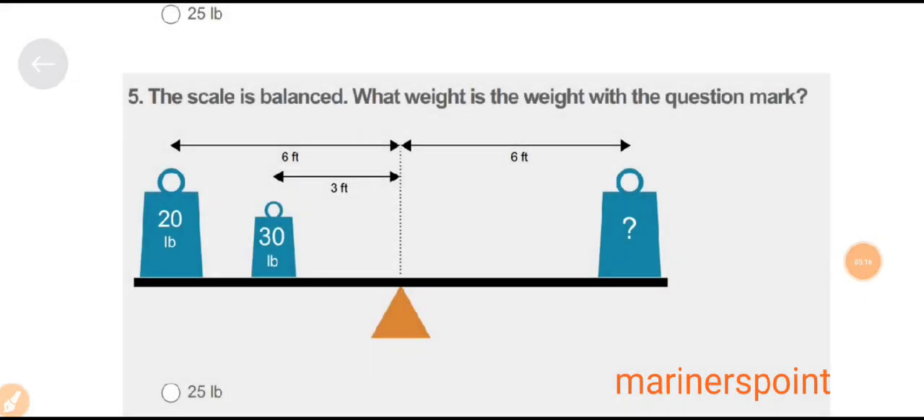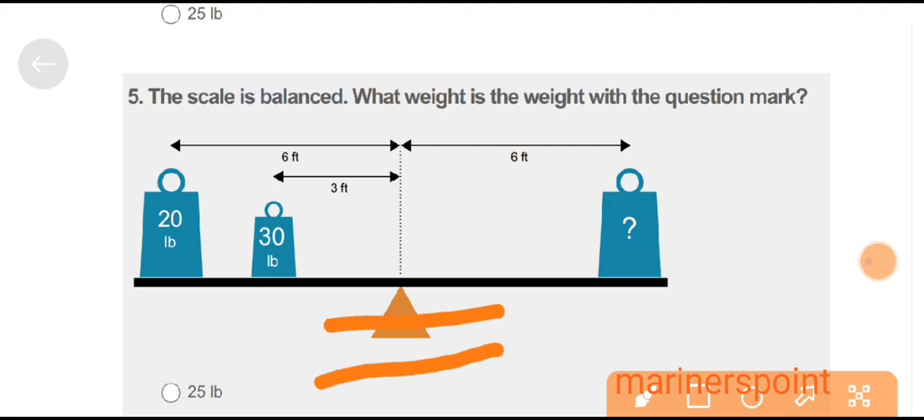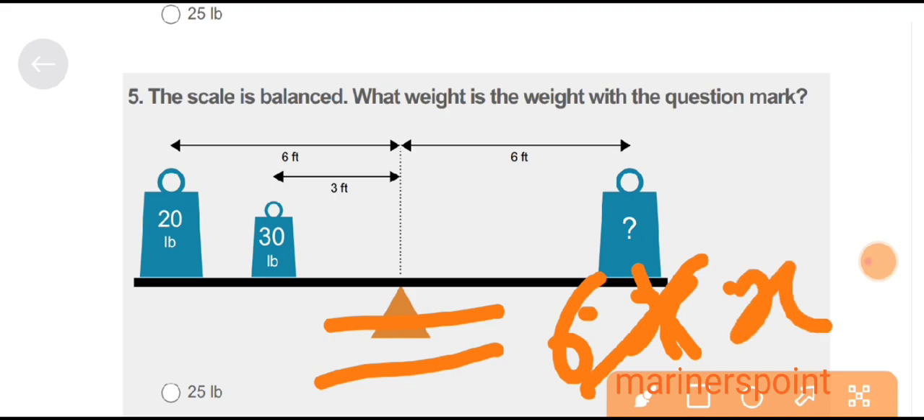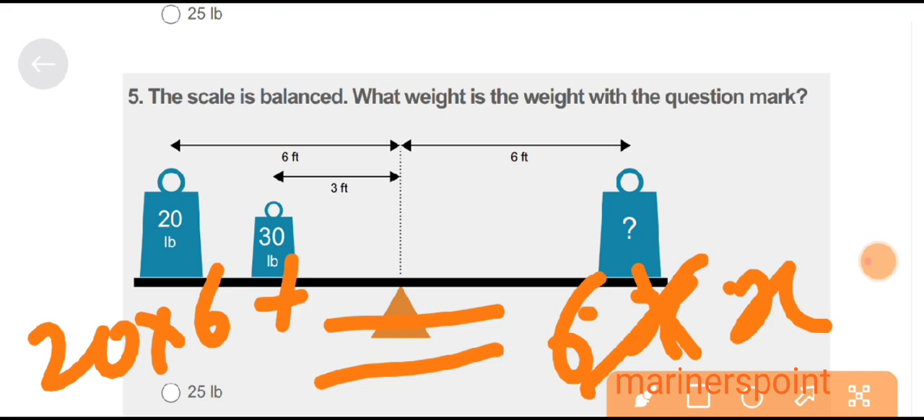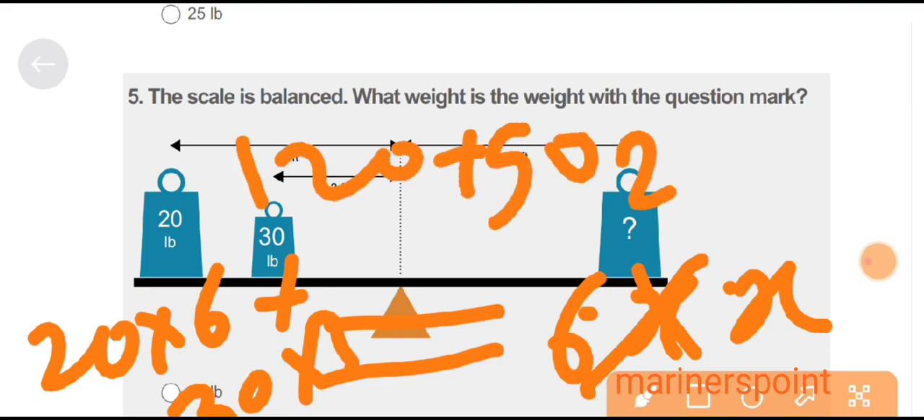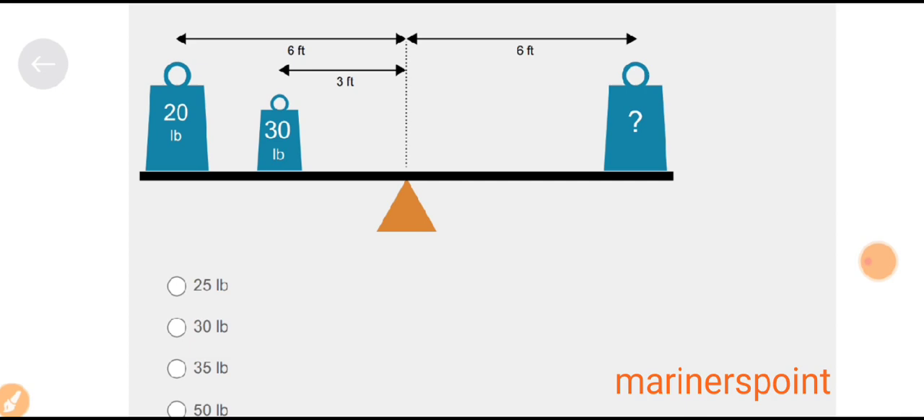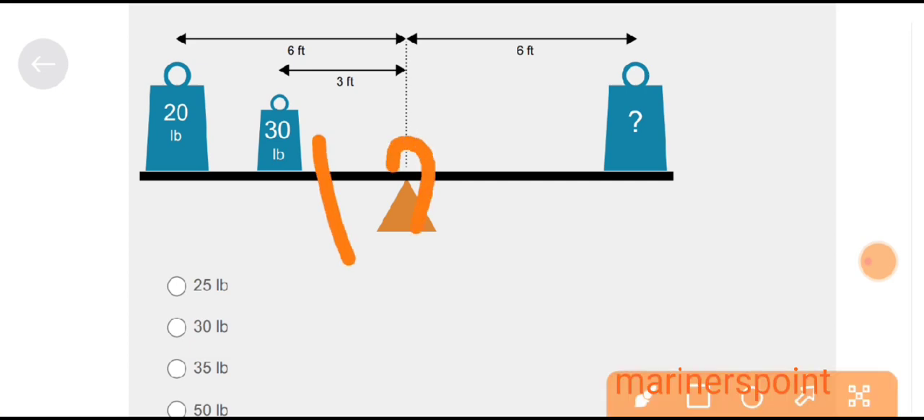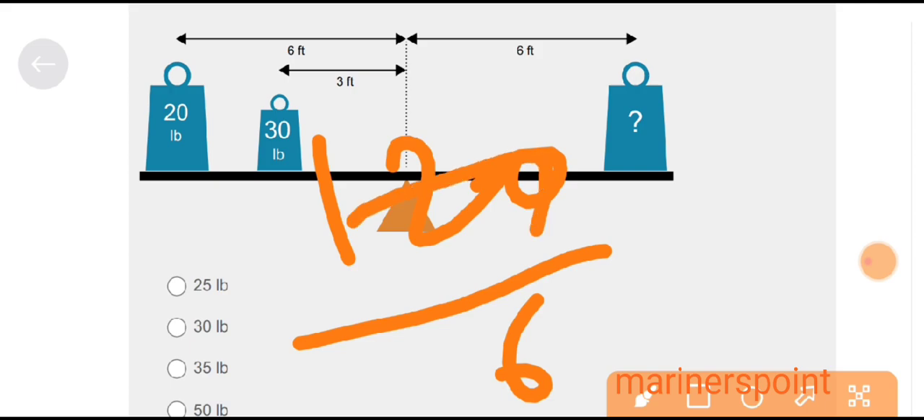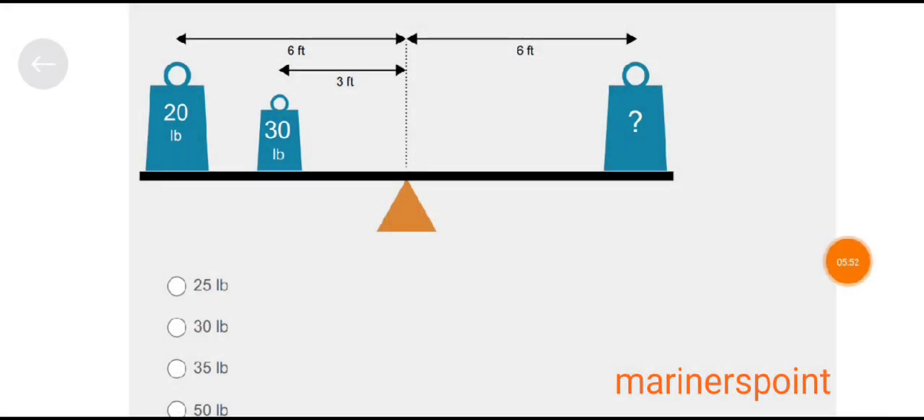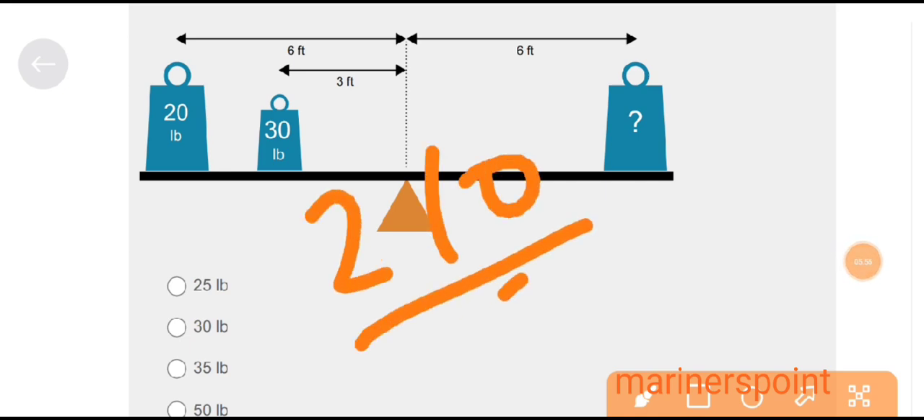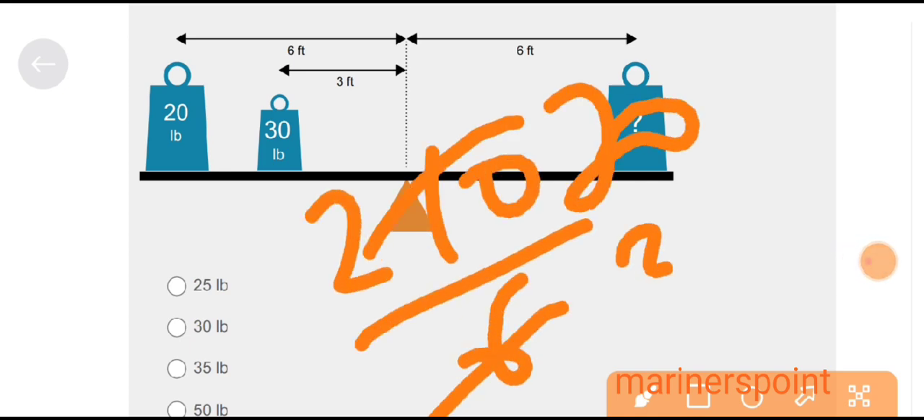Next problem, you can solve easily. Equal to 6 into x. Here 20 into 6 plus 30 into 3, 120 plus 90, 210 divided by 6, sorry, 210 by 6. So here the right answer will be 35.